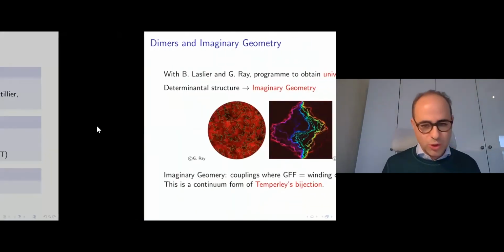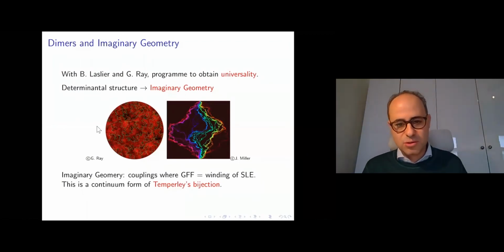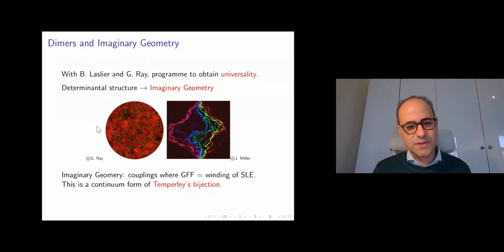So what I want to report on is a program that we started with Benoît Laslier and Gourab Ray, as I said, where we try to step away somehow from the exact solvability of the model and try to devise methods that will allow us to prove universality insofar as it's possible. So as I said, the model is very sensitive to boundary conditions, and that suggests that proving universality for the model, universality of fluctuations, universality of the behavior of the model, is going to be a difficult problem.